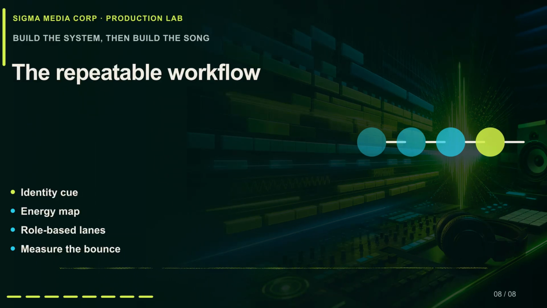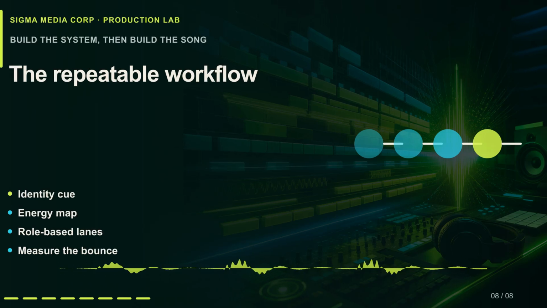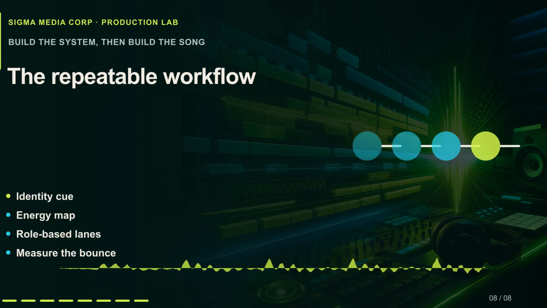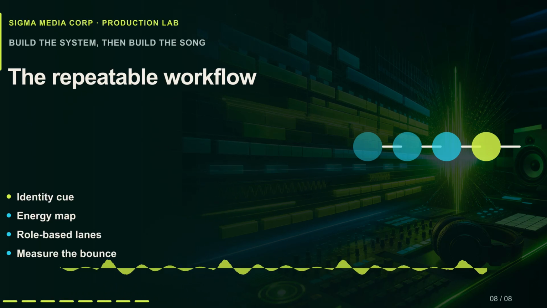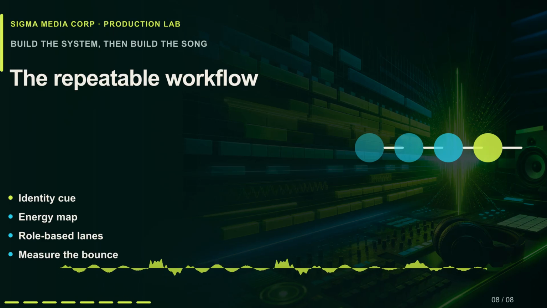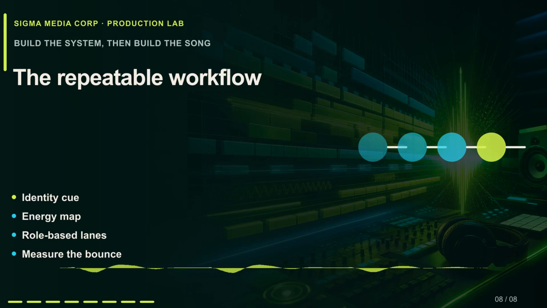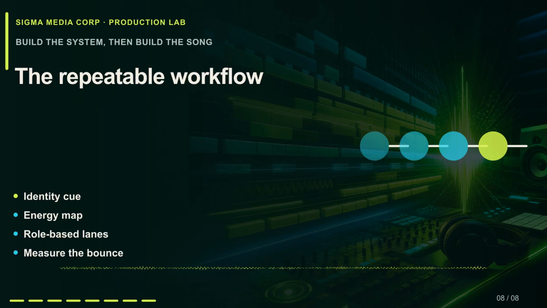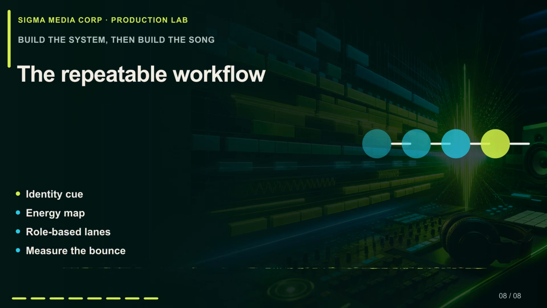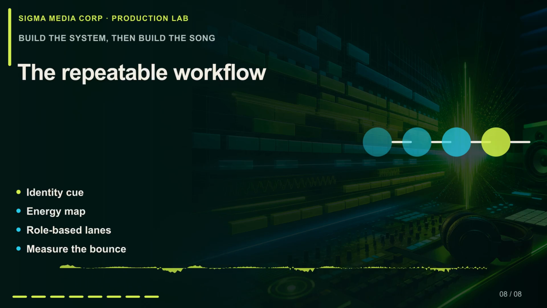The repeatable method is simple. First, design a recognizable 2-bar identity cue. Second, lock tempo, key, form, harmony, and section energy before chasing sounds. Third, create separate lanes with explicit jobs. Fourth, audit the actual drum and synth behavior instead of trusting preset names. Fifth, keep the low frequency anchors centered and move only the supporting information. Finally, bounce without normalization and measure the result.